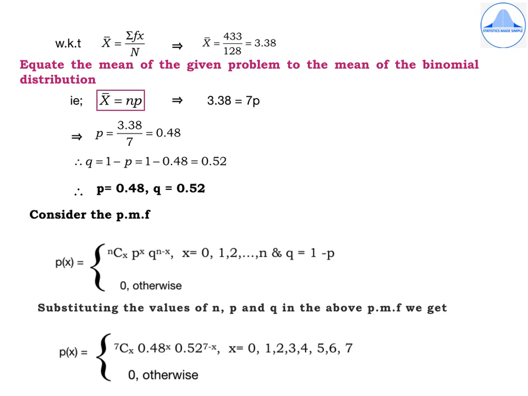Now that we have N, P and Q values, it is easy for us to write the PMF of the binomial distribution. So write the general format of the PMF, and in that you substitute the values of N, P and Q. So we get the final PMF as P of x equal to 7Cx, 0.48 to the power x, 0.52 to the power 7 minus x, where x takes the value 0, 1, 2, 3, 4, 5, 6, 7, 0 otherwise.